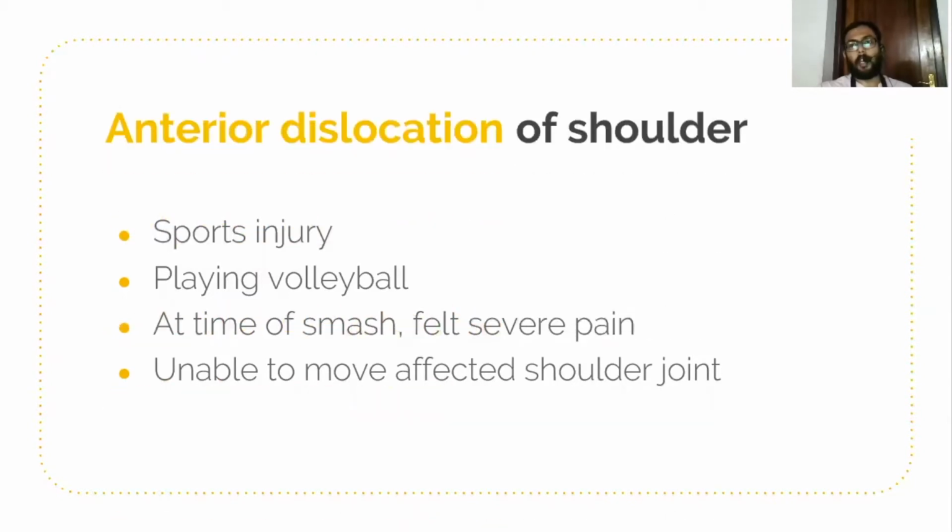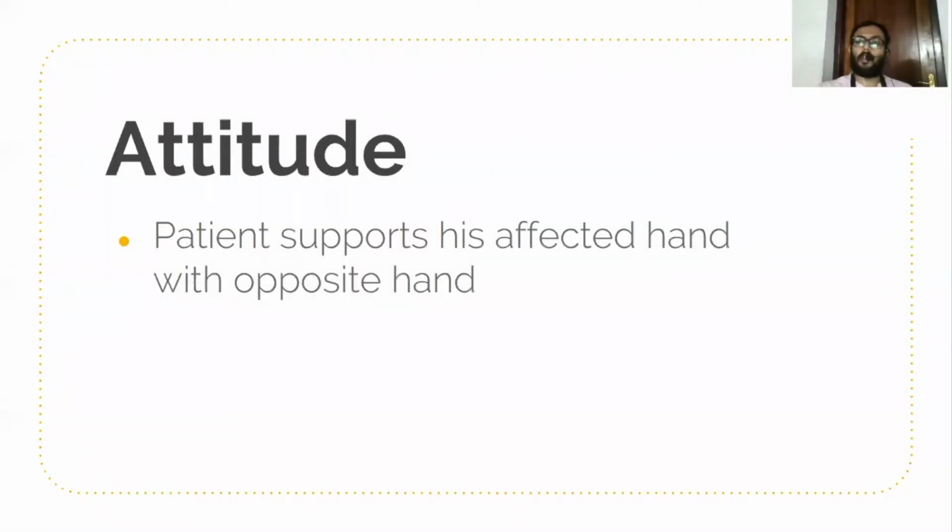Here, the provisional diagnosis includes anterior dislocation of shoulder joint. In shoulder joint, the most common dislocation is anterior dislocation. First, how to diagnose anterior shoulder dislocation. The first one is attitude. Attitude means how the patient presents. The attitude of a patient with anterior shoulder joint dislocation is like this.